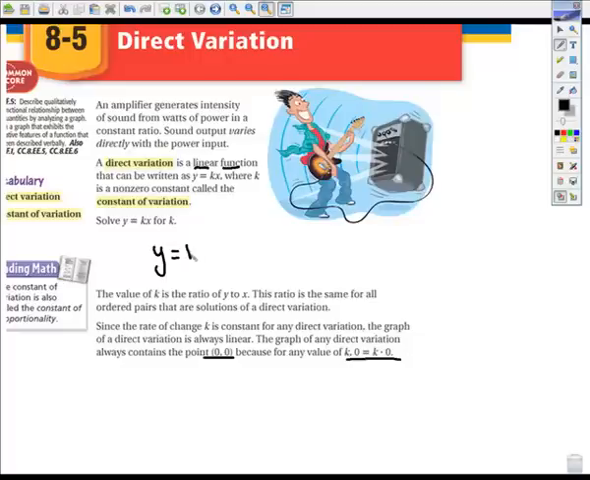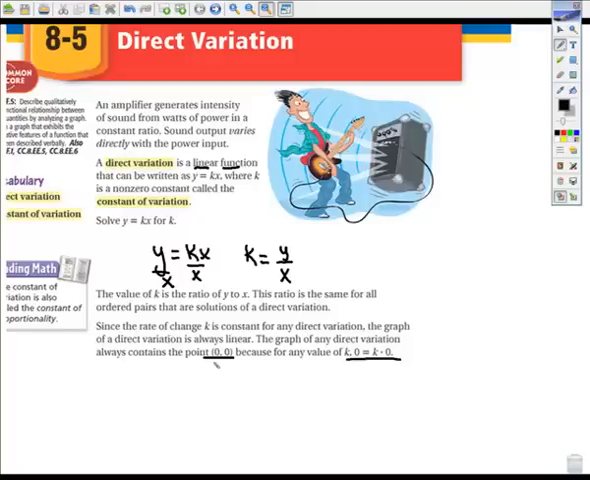So we have y equals k times x. If we solve this for k, we have to split apart the x, so we divide by x. So another name for k is the ratio of y to x. The constant of variation is the y value divided by the x value. The ratio is the same for all ordered pairs that are solutions of a direct variation. Since the rate of change k is constant for any direct variation, the graph is always linear.